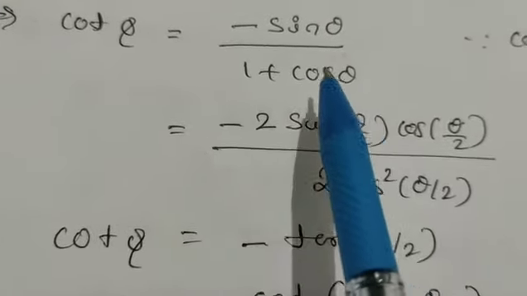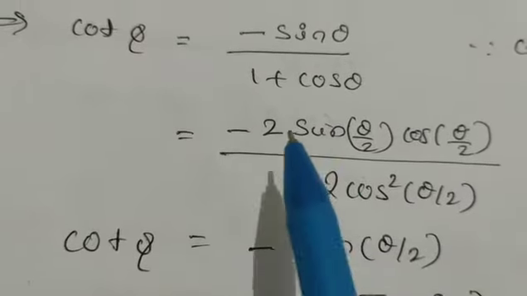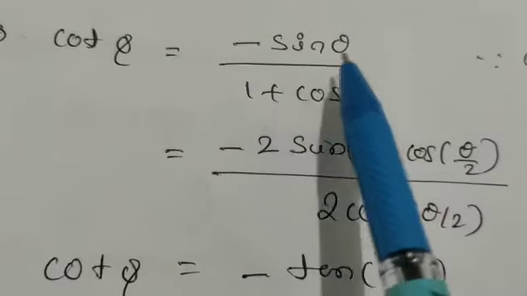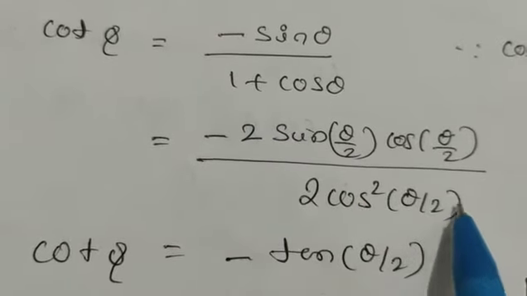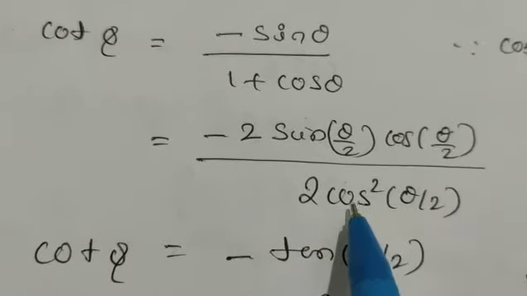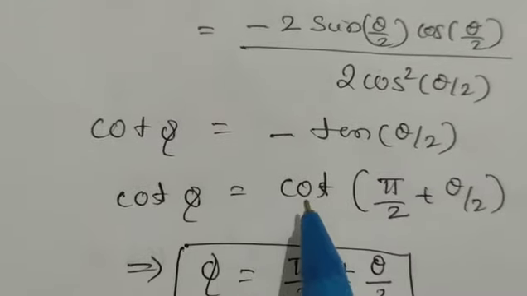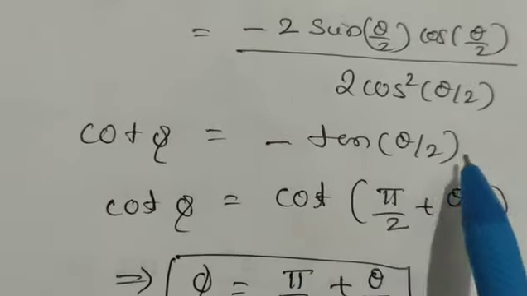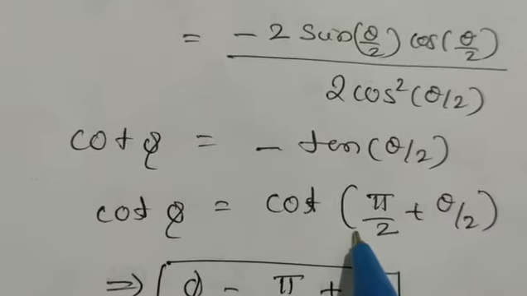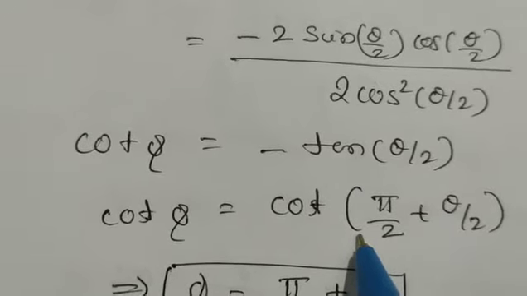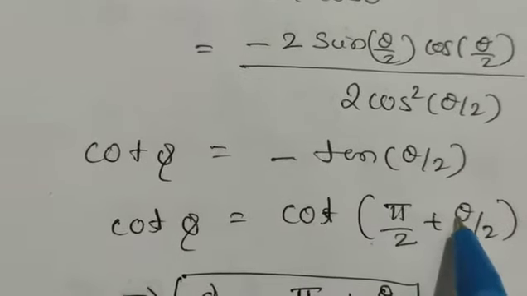Here you have to simplify the RHS so that it is also in terms of cot, so that we can equate the angles. We know sin theta can be taken as 2 sin theta by 2 into cos theta by 2, and 1 plus cos theta is 2 cos square theta by 2. The 2 gets cancelled and one cos also gets cancelled. Sin theta by 2 over cos theta by 2 is tan theta by 2, so we have minus tan theta by 2. And minus tan theta can be taken as cot of 90 plus theta, because 90 plus theta comes in the second quadrant, where cot is negative. So cot of 90 plus theta is minus tan theta. Here the angle is theta by 2, so we take theta by 2 here also.